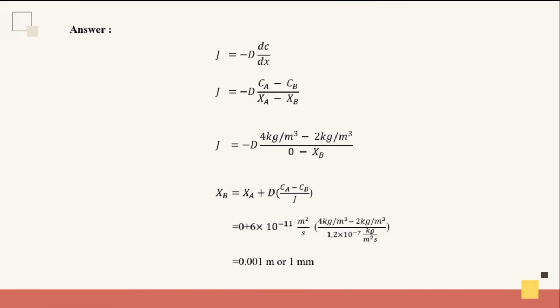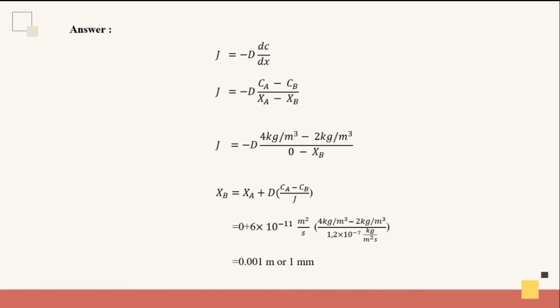Let's rewrite it into points A and B. So again, in the equation we have replaced dC/dx with (CA minus CB) per (XA minus XB). Recognize that CA is 4 kilograms per cubic meter, CB is 2 kilograms per cubic meter, XA being the surface will equal 0, and XB is what we're going to solve.